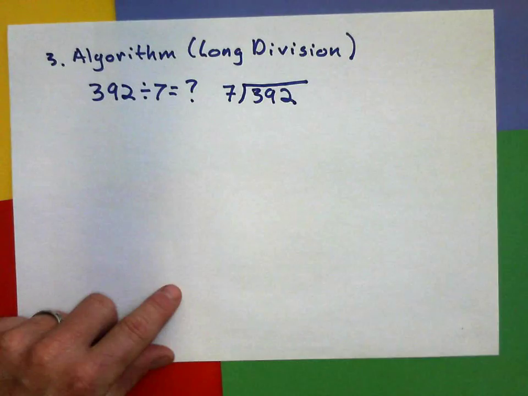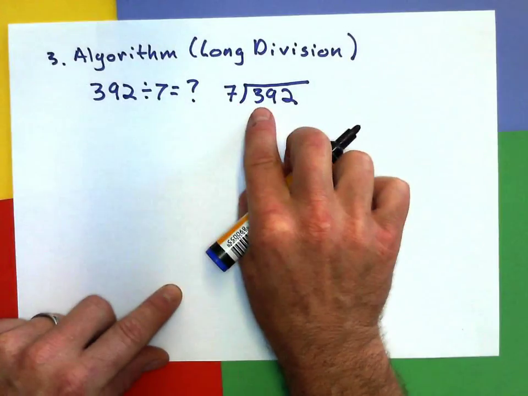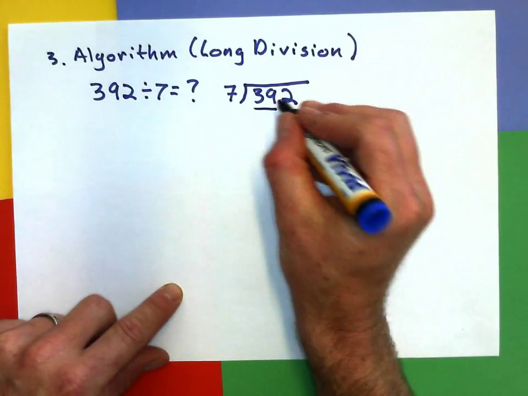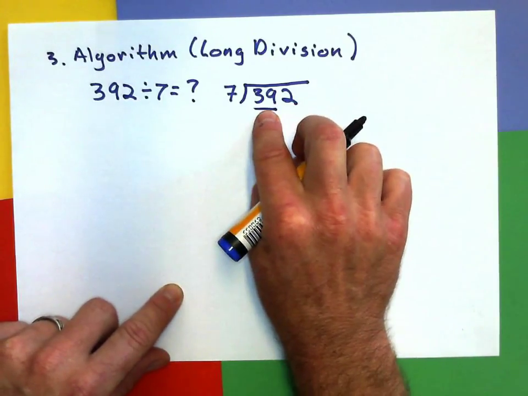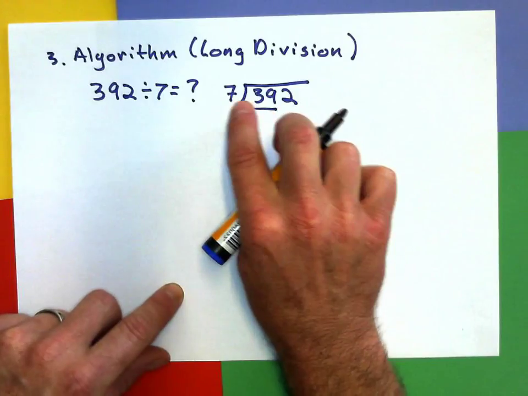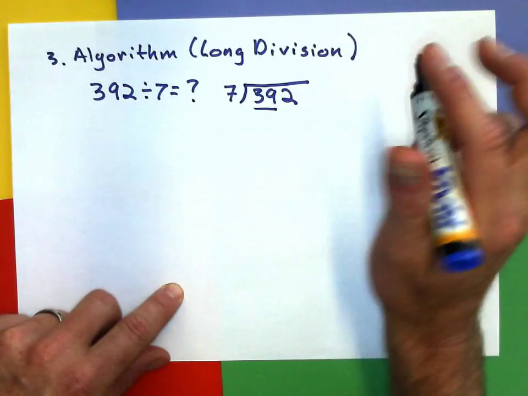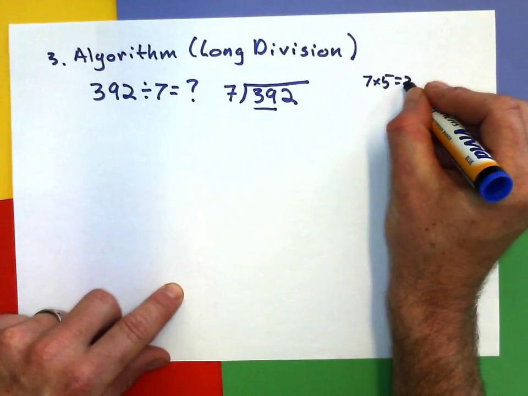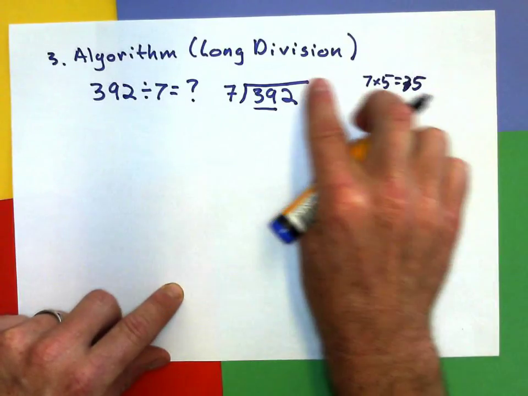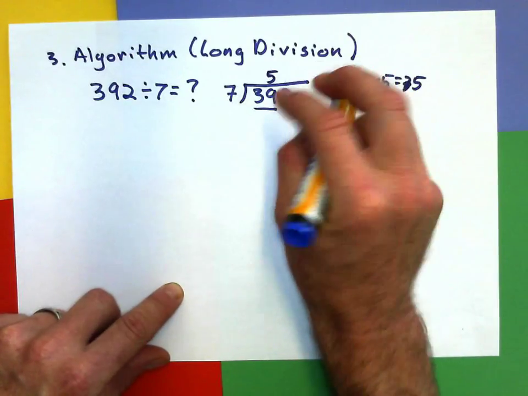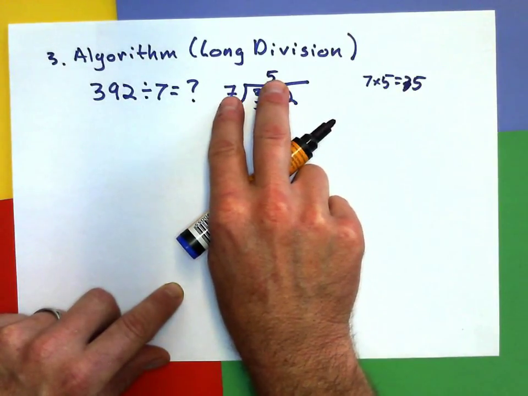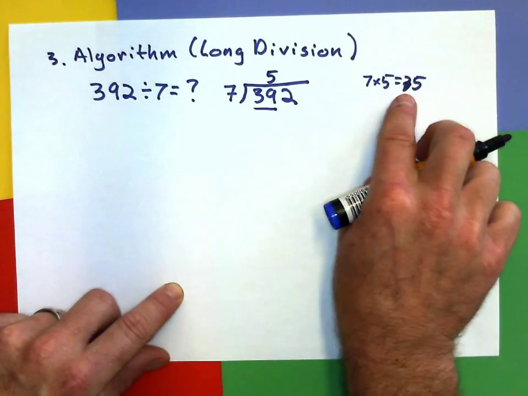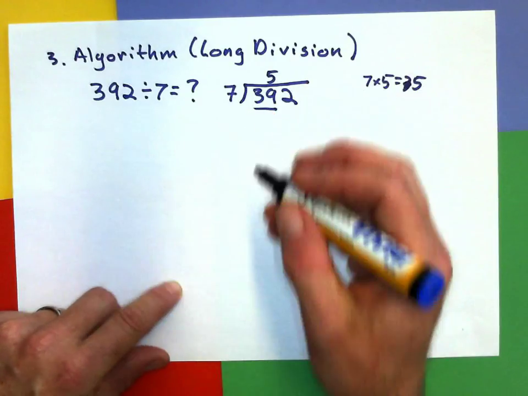Because I'm saying 7 goes into 3. Well, 7 won't go into 3 evenly. So I look at 39, and I go, 7 goes into 39 how many times? 7 goes into 39 5 times, I think, because 7 times 5 is 35. So it goes into 39 5 times. 7 times 5 is 35, and I have 4 left over, because the difference between 35 and 39 is 4.